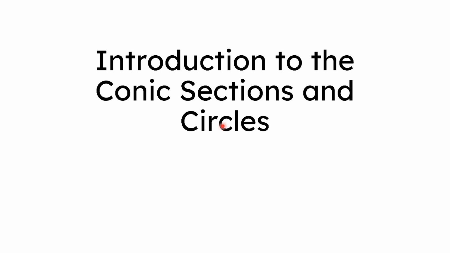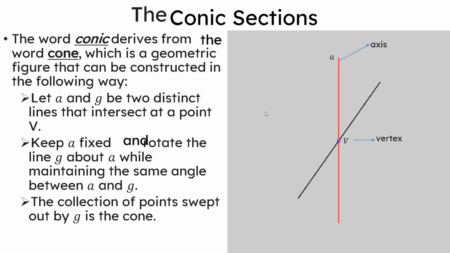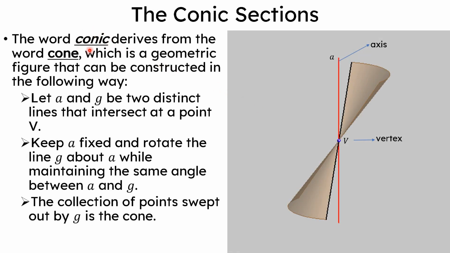In this video, we're going to talk about an important concept in analytic geometry, something that is actually very central to the branch of analytic geometry, which are the conic sections. So, the word conic from the conic sections derives from the word cone, which is a geometric figure which can be constructed in the following way.